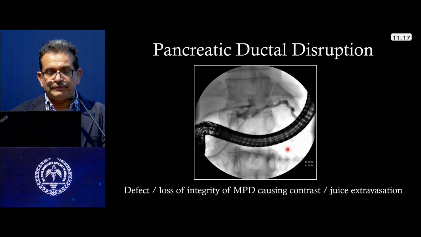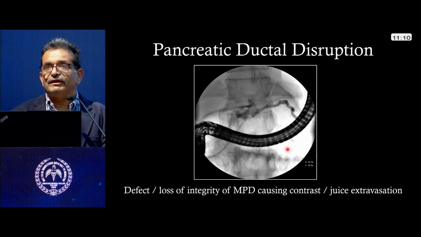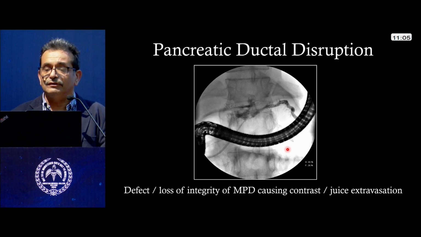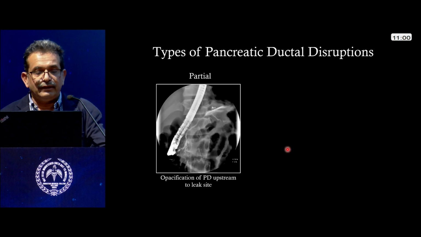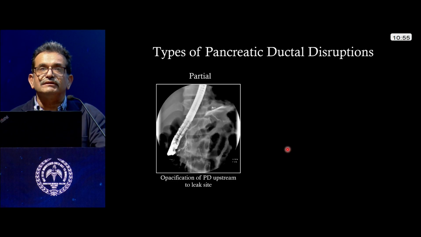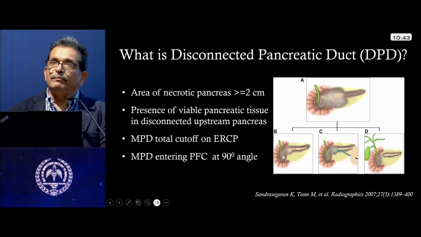So pancreatic duct disruption, what does it mean? It means a defect or a loss of integrity of the main pancreatic duct causing contrast extravasation on ERCP, or without the ERCP, juice extravasation into the peripancreatic space. So types can be an opacification of the PD, which can be seen upstream, which is a lateral or a partial disruption, or it can be a complete non-opacification indicating a complete disruption. And that is what we mean by disconnection.